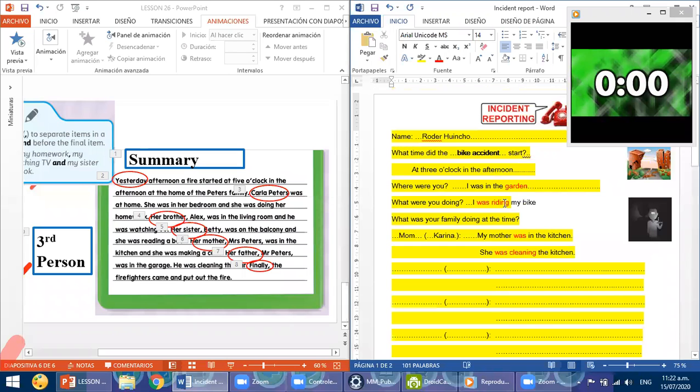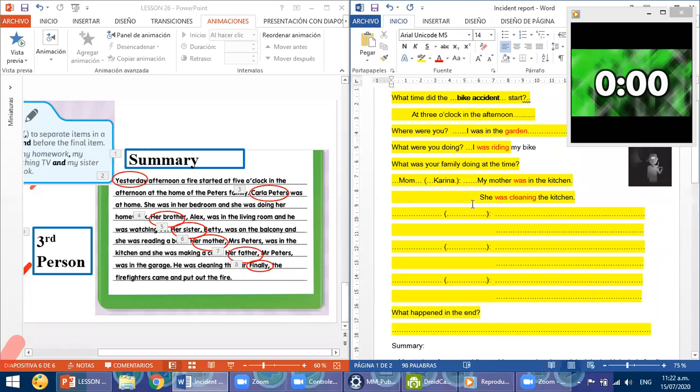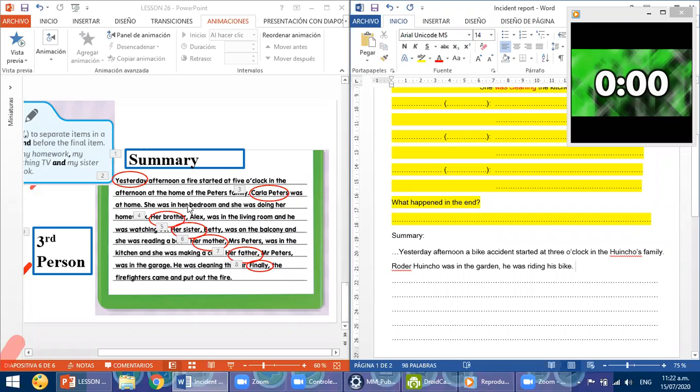In the garden, I was riding my bike. In this case it's different, no? I was riding my bike in my garden, the same. He was, because a boy, he was riding his bike. Okay? It's the same information you use in this part. Only use commas and periods to separate ideas. You see? Commas to separate the names. And mention the same sentence.